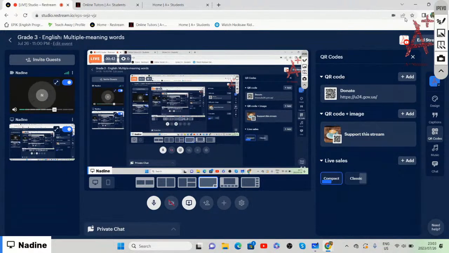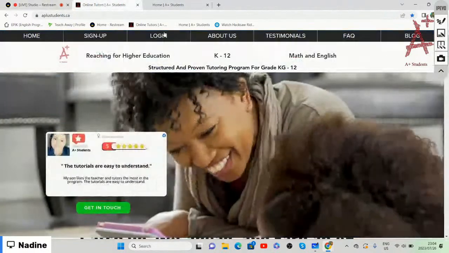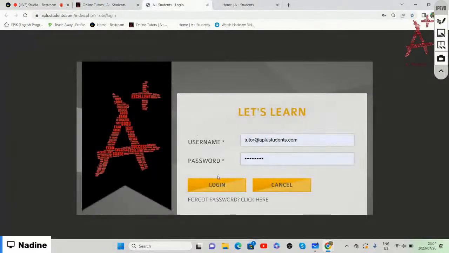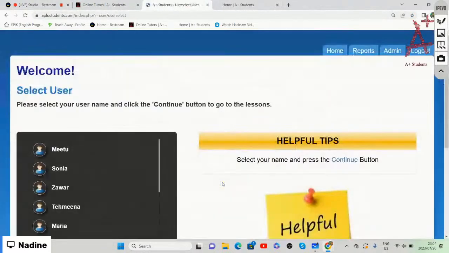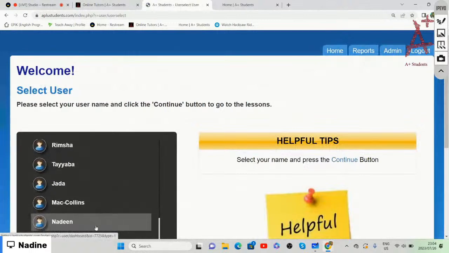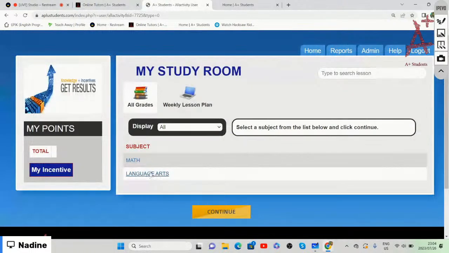Before we start with our actual lesson, you will go to aplusstudents.ca. Once you've gone to aplusstudents.ca, you're going to log in with your username as well as your password, right? So we go to aplusstudents.ca, and we log in with our username as well as our password.